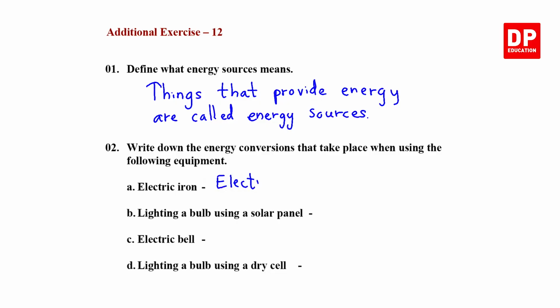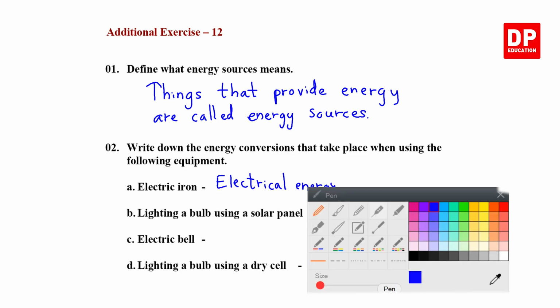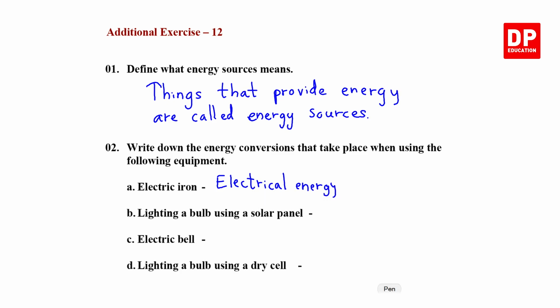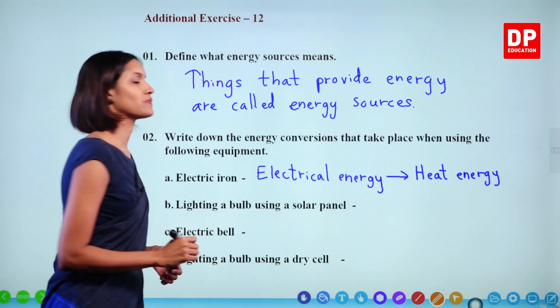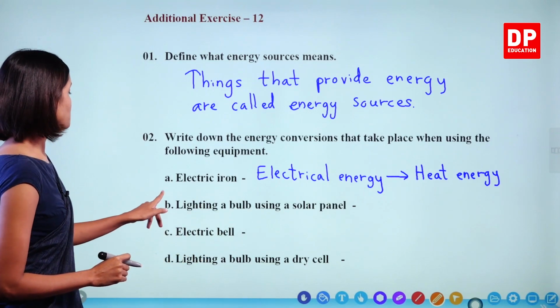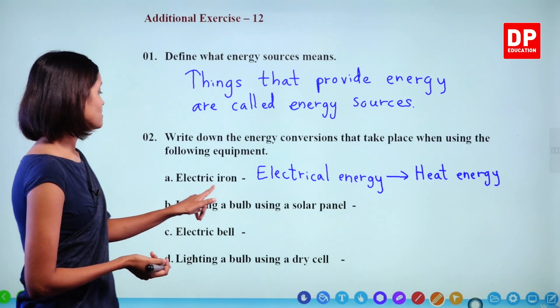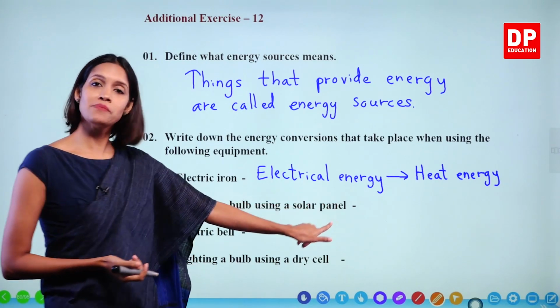Electrical energy is converted to heat energy. Right? Number 2. Light in a bulb using a solar panel.